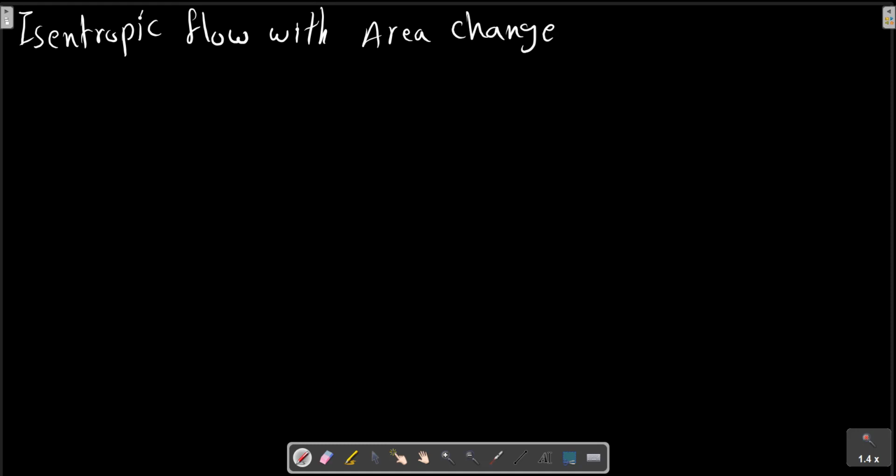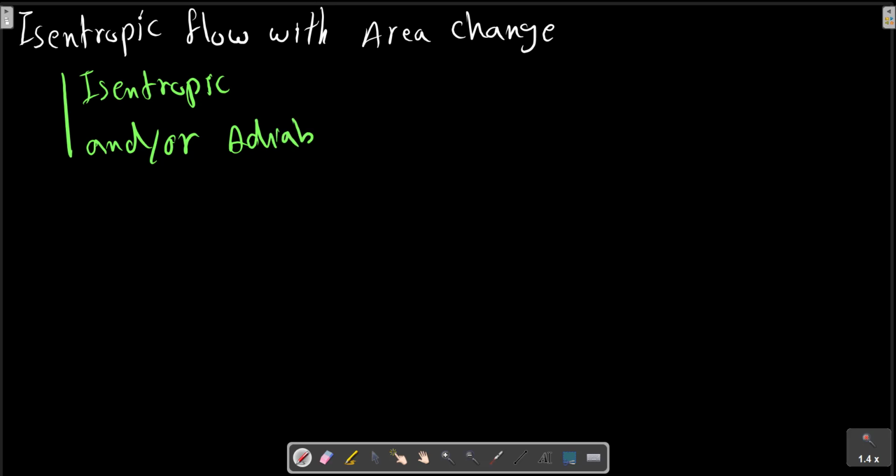By combining the isentropic and/or adiabatic flow relations with the equation of continuity, we can study practical compressible flow problems. This section treats the one-dimensional flow approximations.